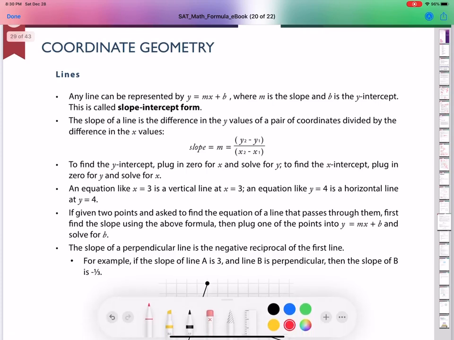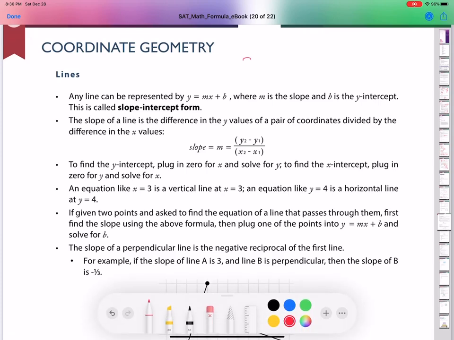Coordinate geometry. If 2 points are given, x1, y1, and x2, y2, the SAT asks you 3 things between 2 points. Number 1, they can ask you the slope between 2 points. What is the formula? Slope is rise over run. In y equals mx plus b form, m is the slope. Positive slope means increasing lines. Negative slope means decreasing lines. Zero slope is horizontal lines. The vertical line has no slope.